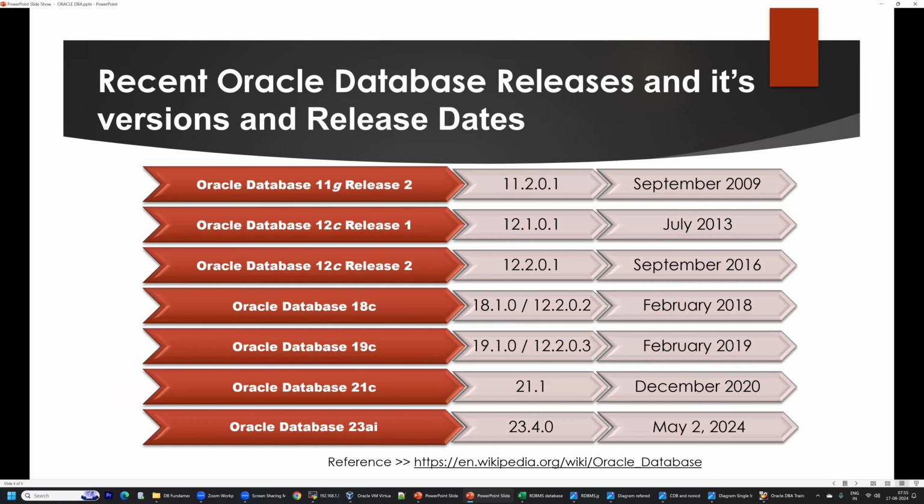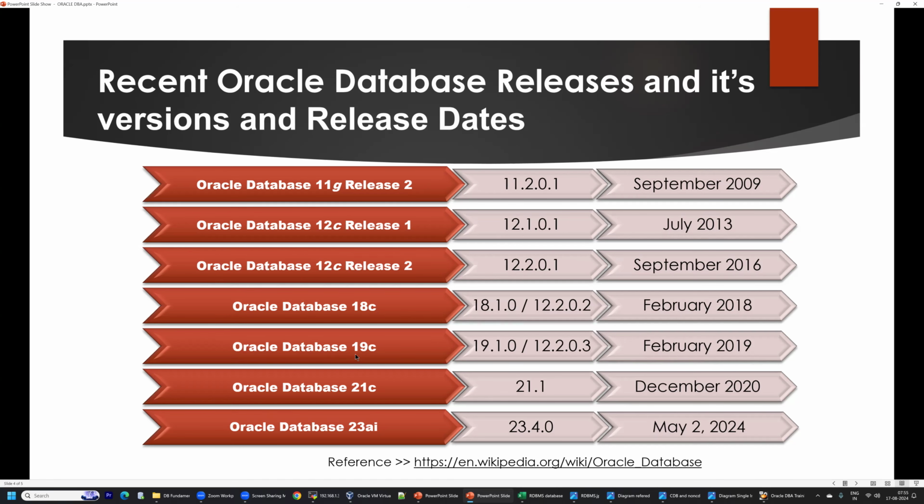Now we'll talk about the different versions of Oracle databases available so far in the market. Over the last 10 to 12 years, these are some of the main databases we have in the market. 11g, then 12c, then 18c, 19c, 21c, and recently a new version, 23ai, has been launched. Of these, 21c is an evaluation version, so it is not a long-term supported version.